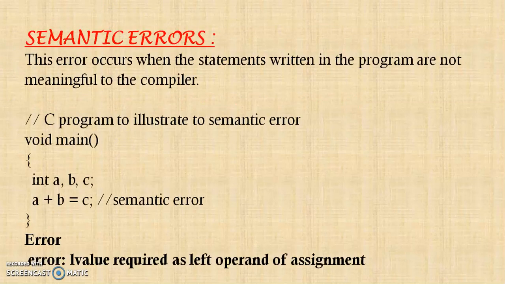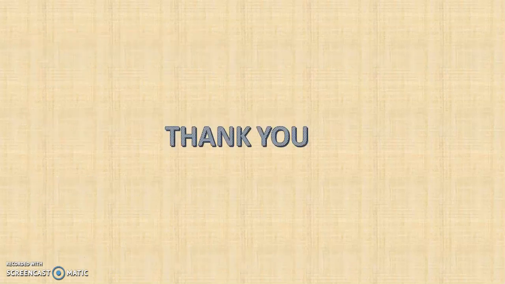The last one is semantic errors. This error occurs when the statements written in the program are not meaningful to the compiler. For example, in this expression, generally it has to be written like C equal to A plus B. Instead, it is written like A plus B equal to C. The left side should be a variable and the right side can be a value or an expression. So an error is raised: L value required, meaning left side value required as left operand of assignment operator.